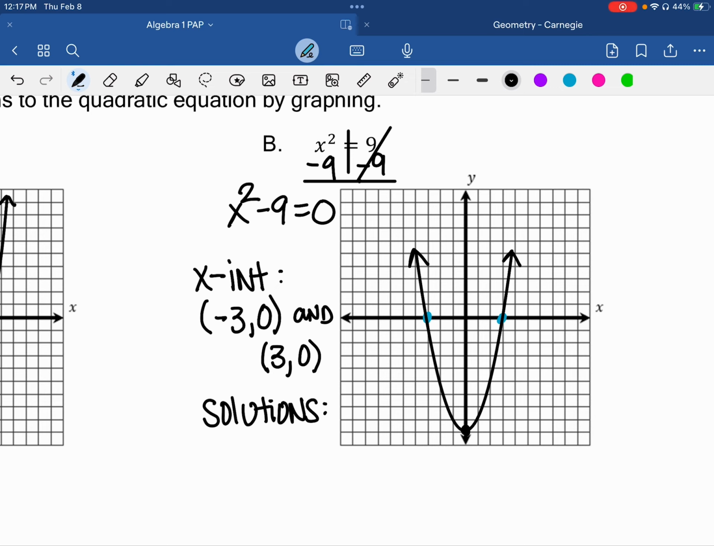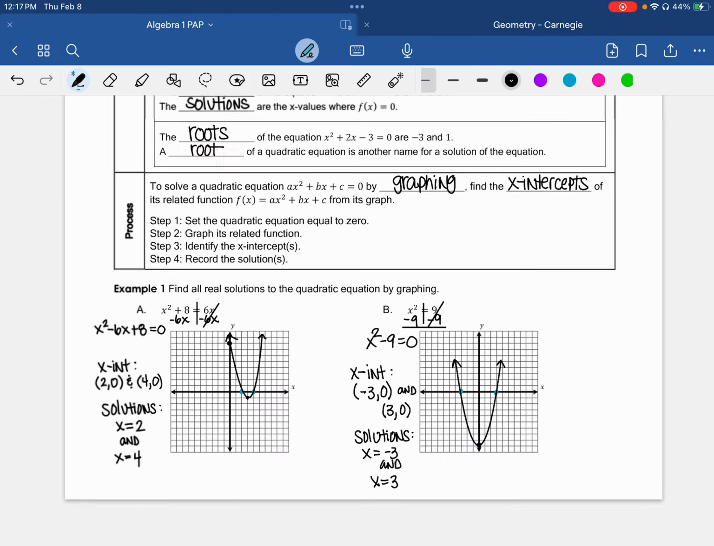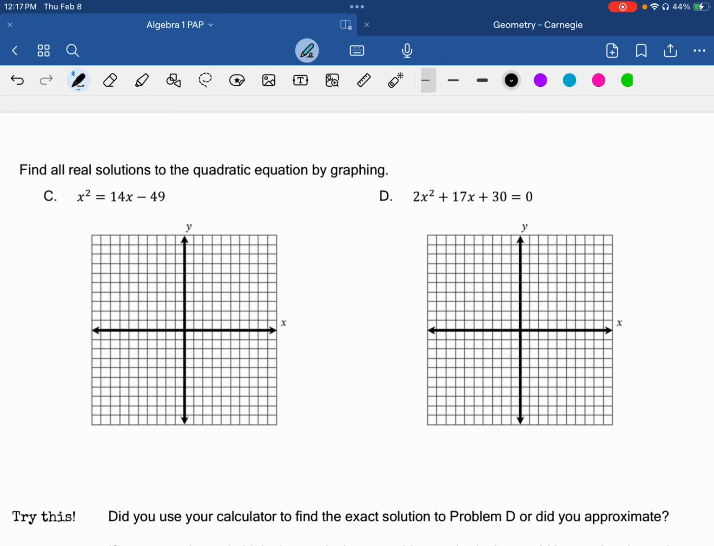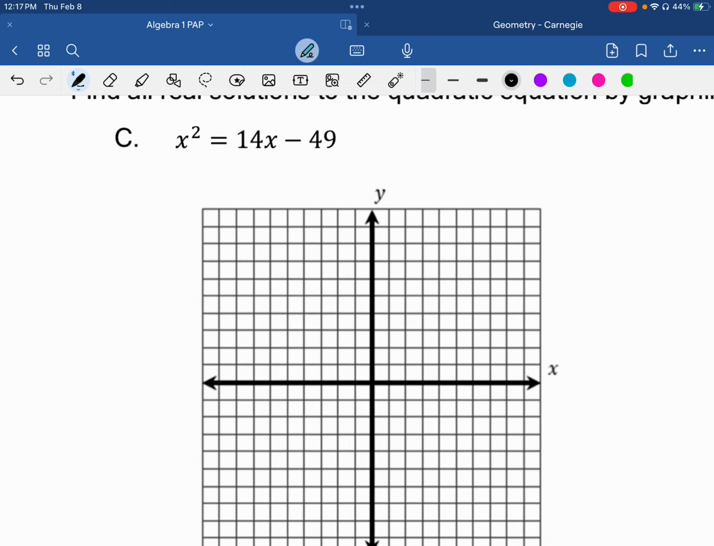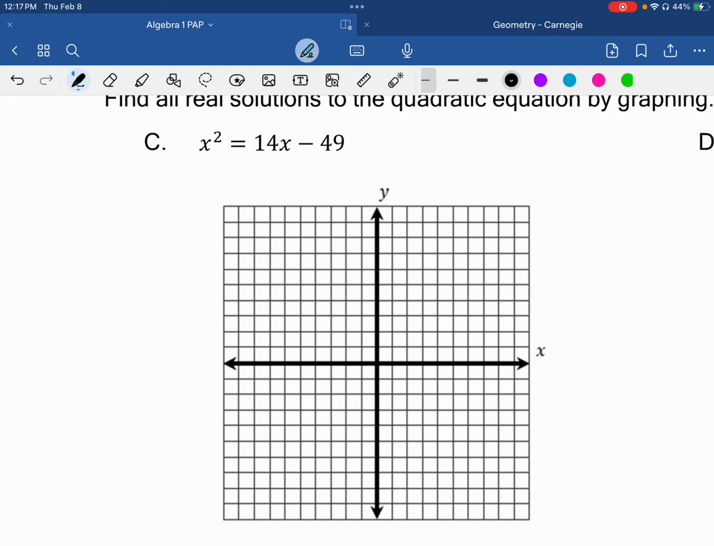Our solutions then are x equals -3 and x equals +3. All right, let's go ahead and try 2 more. Find all real solutions for the quadratic equation by graphing. Just remember, you do want to make sure that you have your equation set equal to 0.